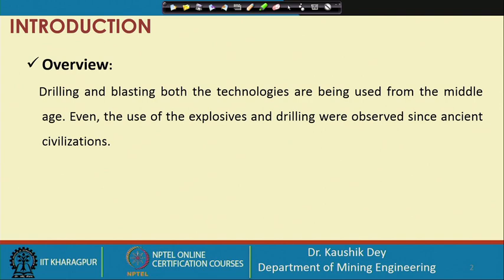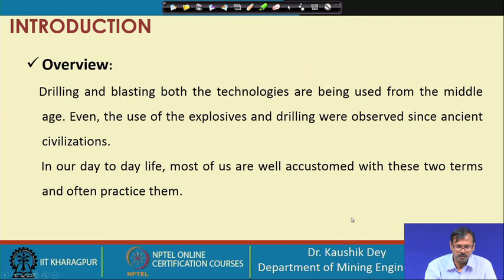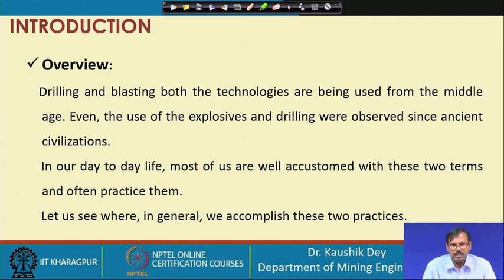Later on it was modernized, and nowadays we are carrying out very huge drillings. And still, you will find in our day to day life, we are using drilling often on a regular basis. So, let us see how in general we are accomplishing these two practices. There are two terms, drilling and blasting. Let me first introduce the first term, that is drilling. So, let us give some knowledge about drilling.